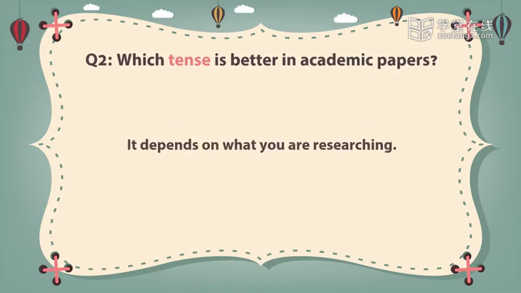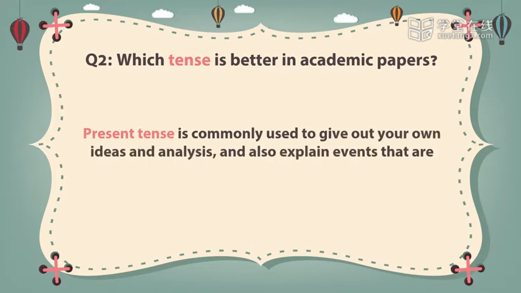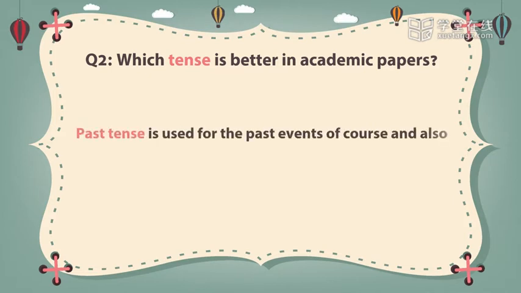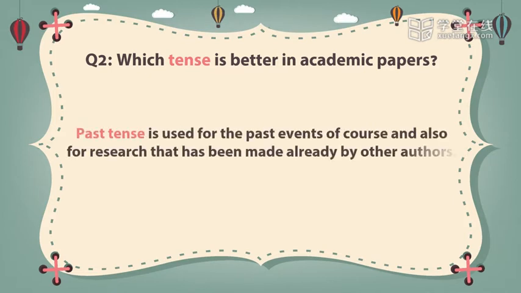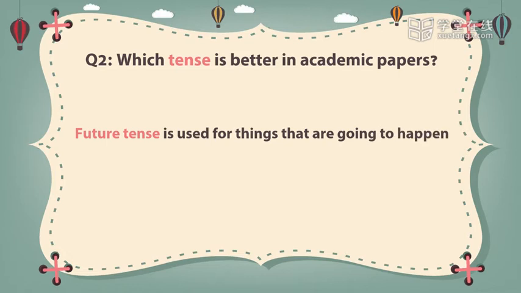So which tense is better in academic papers? That depends on what you're researching. Mm-hmm. For example, present tense is commonly used to give out your own ideas and analysis, and also explain events that are happening at the moment. Past tense is used for past events, of course, and also for research that has been made already by other authors. And future tense is used for things that are going to happen in the future.